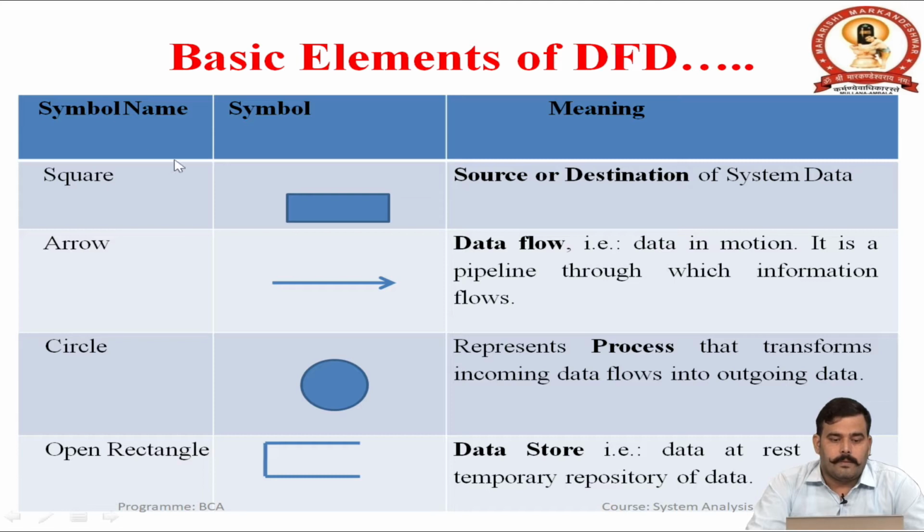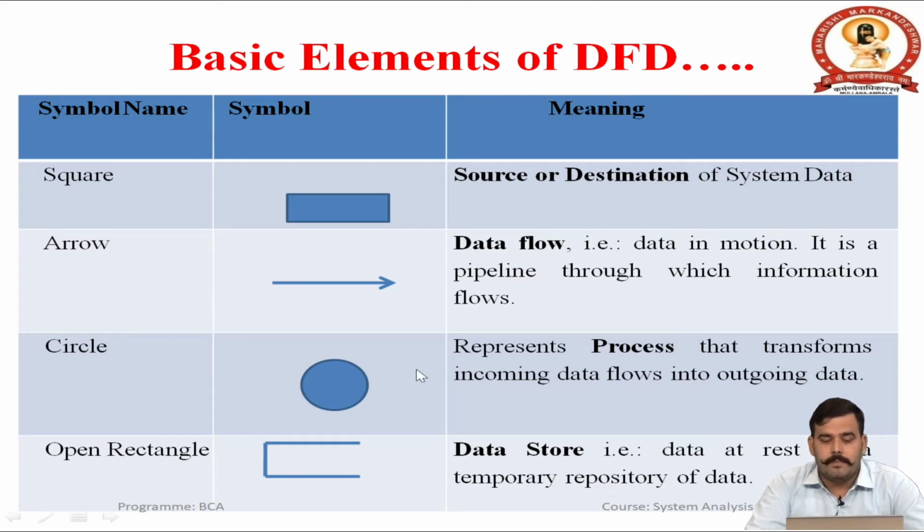The symbol name is square, and the meaning or description of use of that square symbol in the DFD is to show the source or destination of the system data, where the data is taken to process and where the data is going to in the system. Arrow is used for the data flow. It shows the data in motion. It is a pipeline through which information flows.